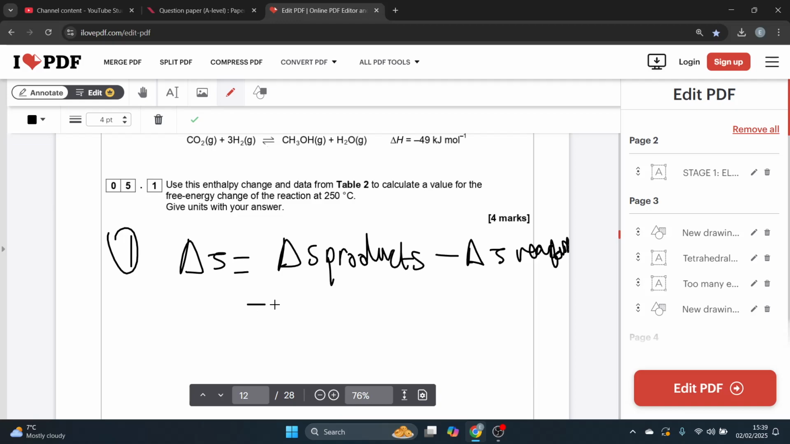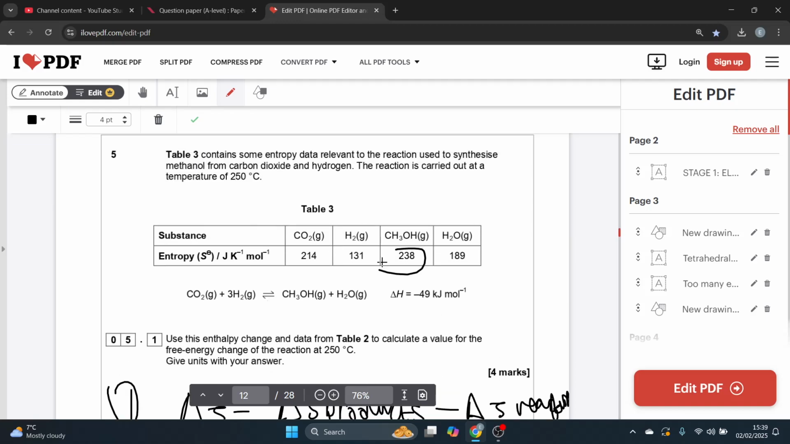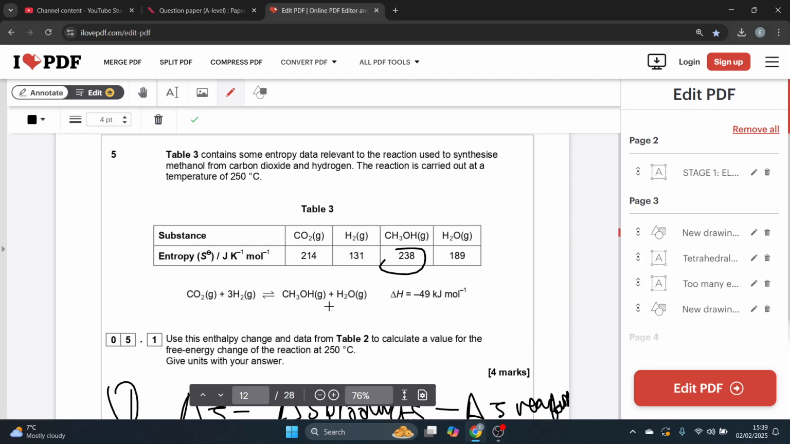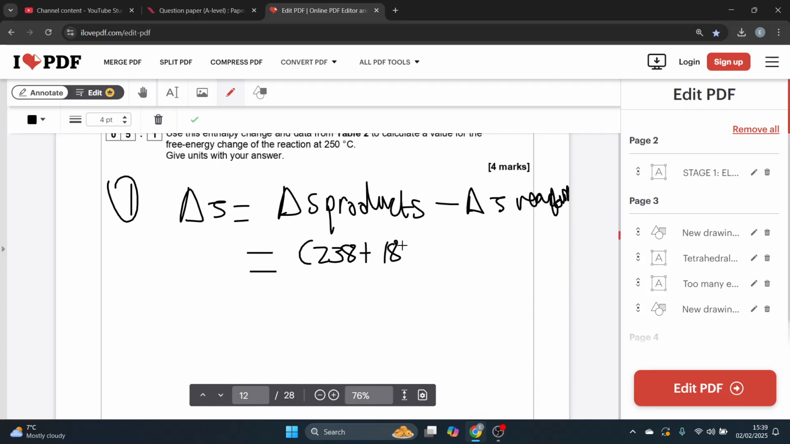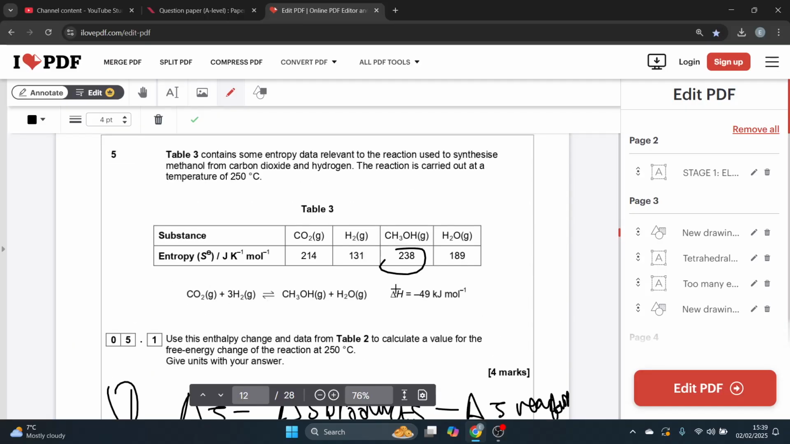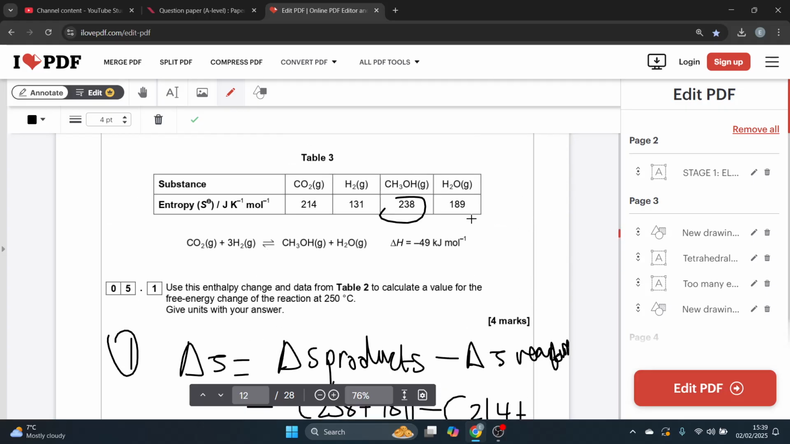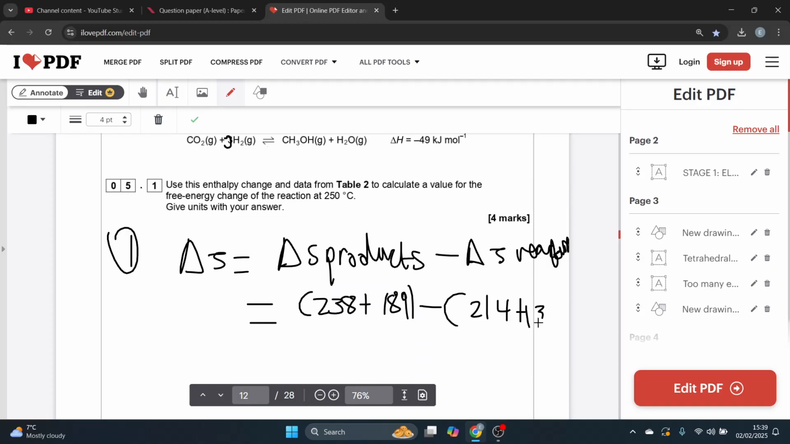Okay, so it's just going to be entropy of products, CH3OH, 238, plus this H2O, 189, minus entropy of reactant, 214, plus, I've got 3 moles, so plus 131, plus 131, plus 131.